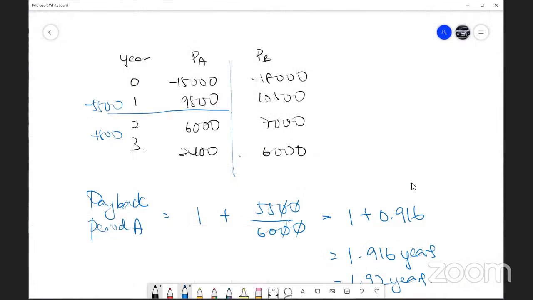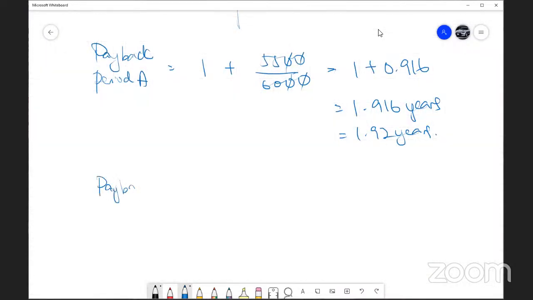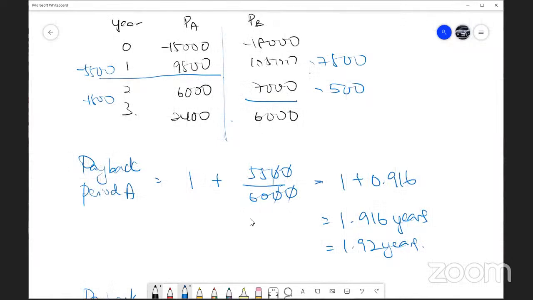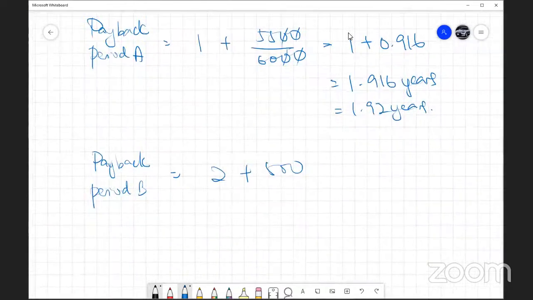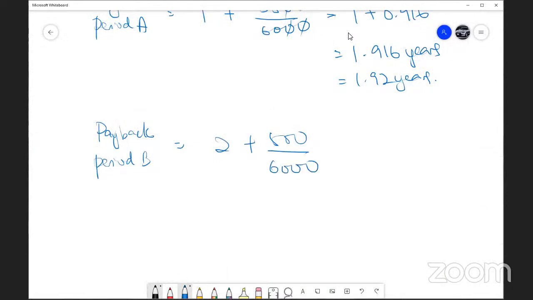Whereas for project B, 18,000 less 10,500, the balance is 7,500. 7,500 less 7,000, so it's not cleared yet. We're left with a balance of negative 500. So that means it goes to between year 2 and year 3. So the payback period for B is 2 years and balance 500 over the third year's 6,000. So 500 over 6,000 is 1 out of 12. So 2 plus 1 out of 12 gives you 2.083 years.